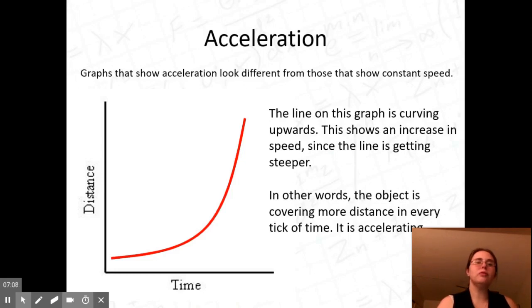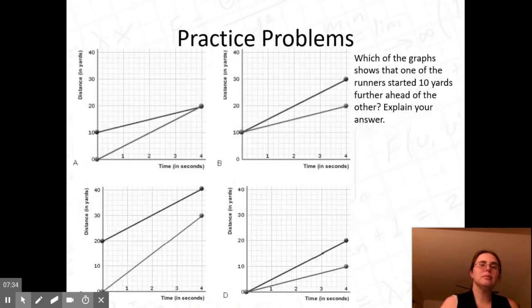Here's acceleration for the distance versus time graph. On a distance versus time graph, acceleration looks curved. That's how you always identify acceleration on a distance versus time or displacement versus time graph. And because the speed is increasing over time, it is acceleration. Because the object is covering more distance in every tick of time, it is accelerating.